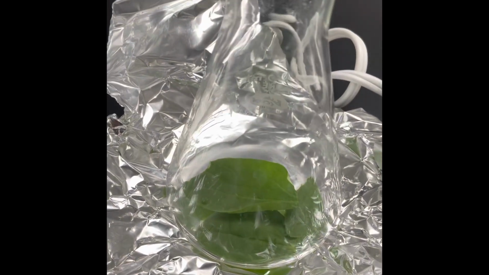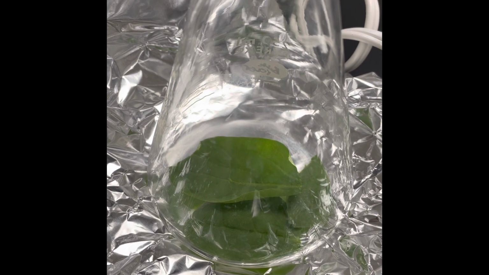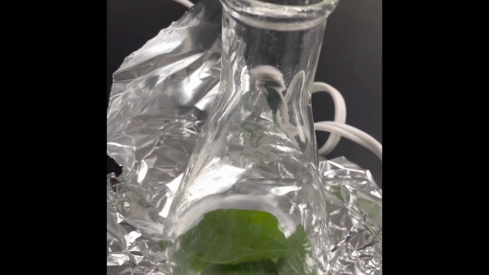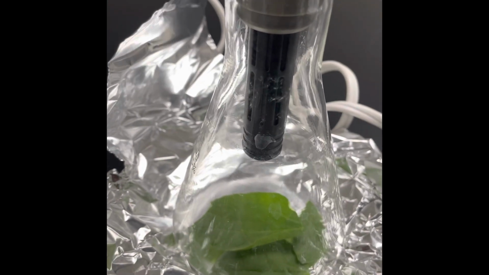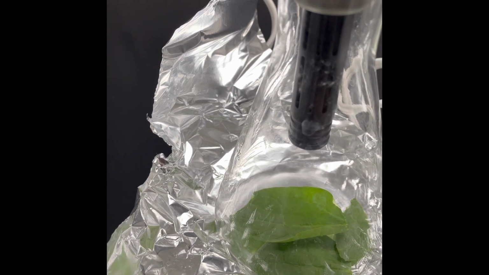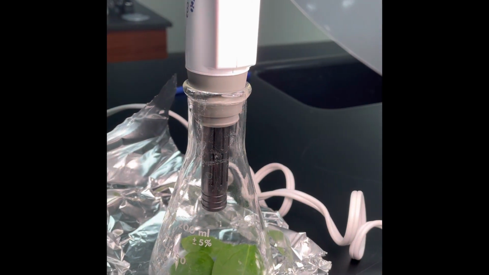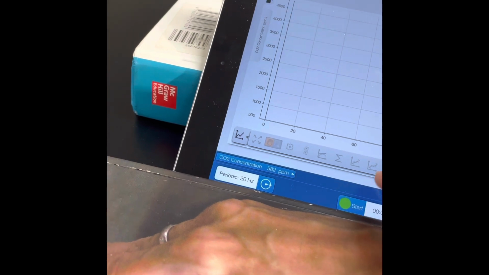Again, here's the setup. Light, foil. We've got a flask here, and we've got the spinach. So let's put the CO2 probe tightly into here. And I'm going to get this set up and be right back. So here's the setup. Let's turn the light on. And let's get the data collection going.